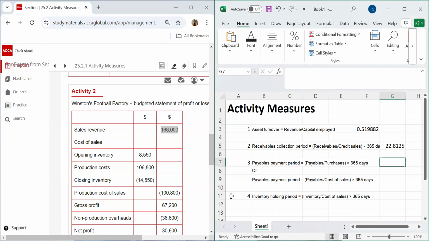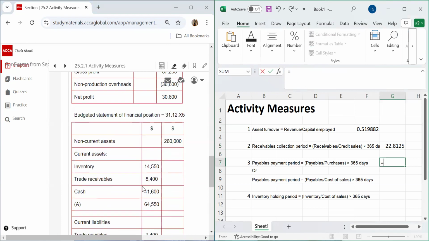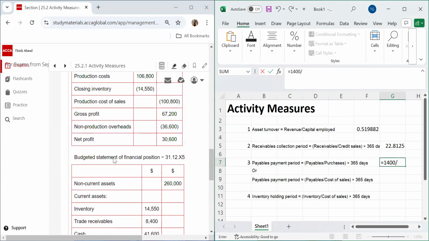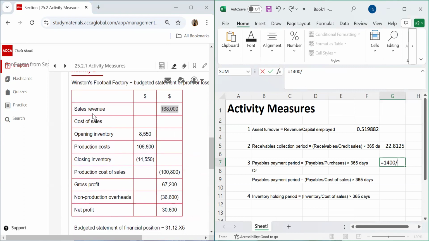Now let's talk about the payables payment period. In your numerator, you're supposed to take your payables. So your trade payables are 1,400. This needs to be divided by either the cost of sales or the purchases. Let's see what we are given. We do not have the purchases, but we do have the production cost of sales. So this is 100,800, and this needs to be multiplied by 365 days. So what you get is roughly 5.1 days. That means you are taking 5.1 days to make the payments to your suppliers. Now talking about the inventory holding period.